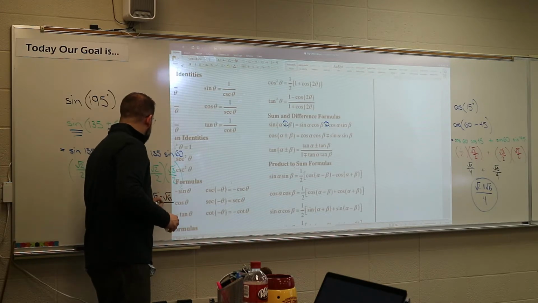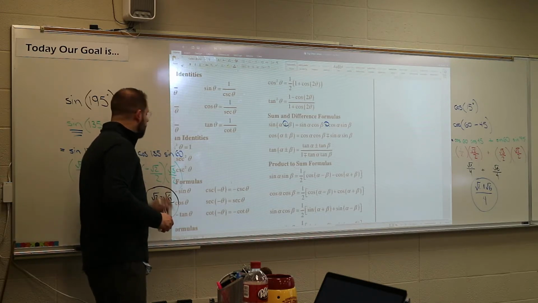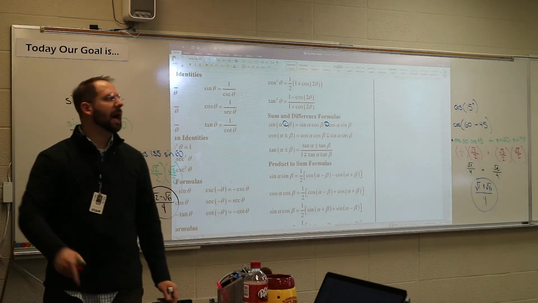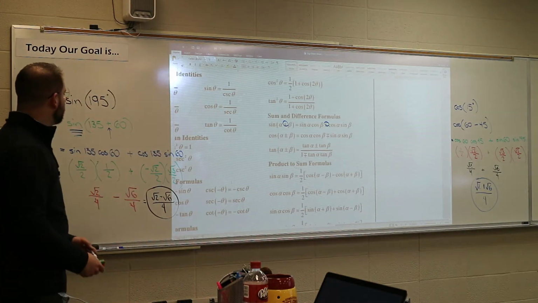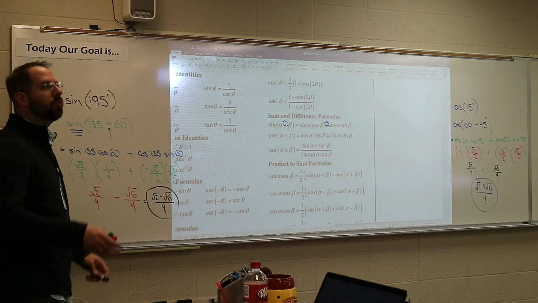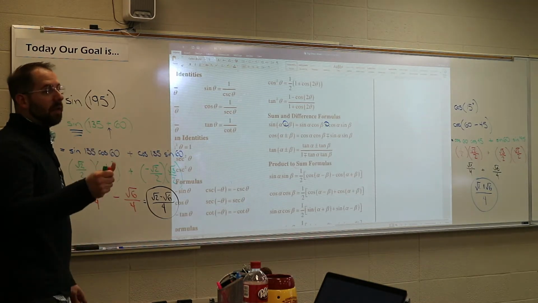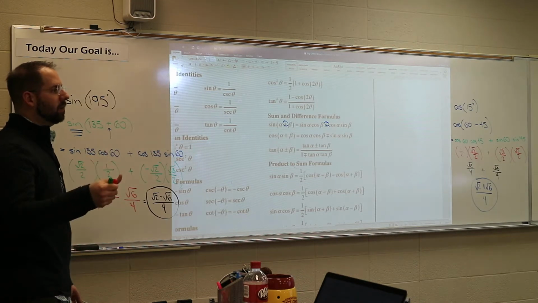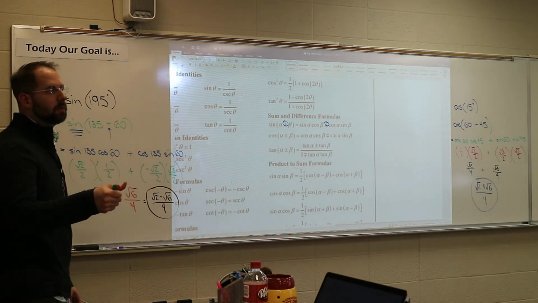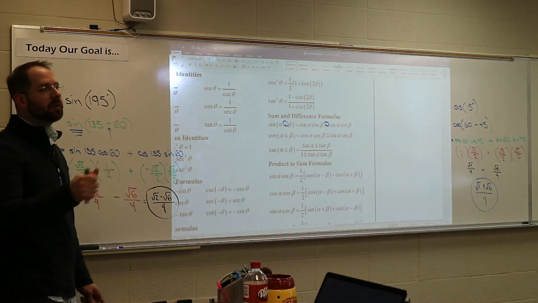Now, just to clarify something, you are not allowed to subtract the top and write root 4, or negative root 4. That's not how it works. When you add or subtract radicals, they have to be the same type of radical. That's the only way that they add or subtract.